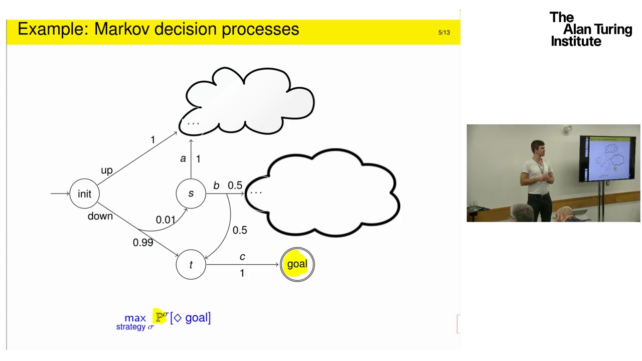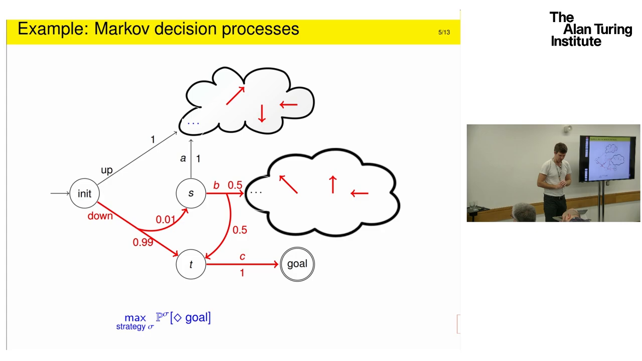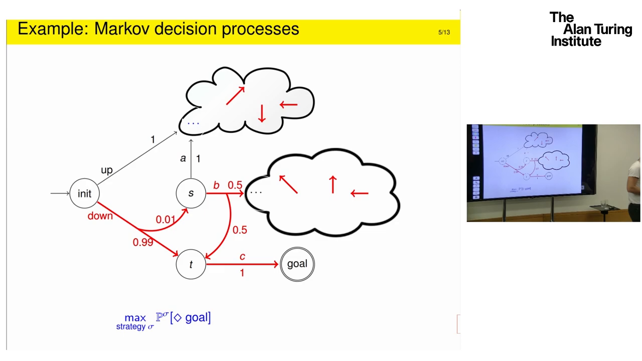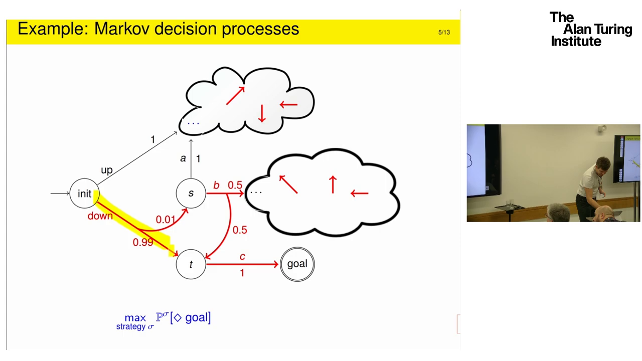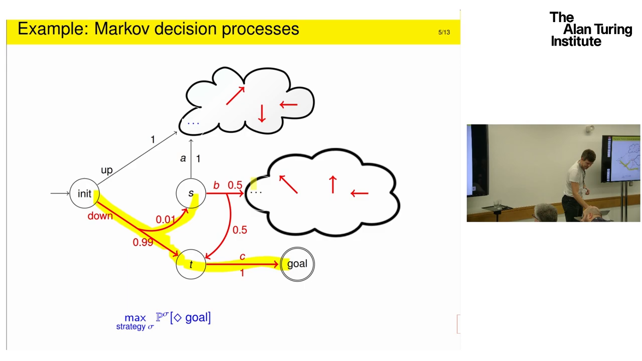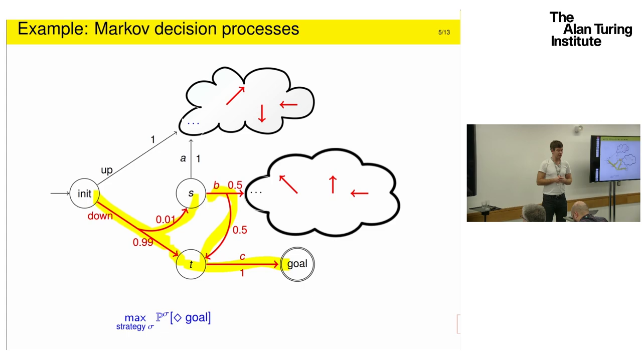So what would be an optimal strategy? How would it behave? Well, here we have one. If you went up, then there is no arrow from here to the goal, so it apparently wouldn't be a good idea. The better idea is actually to go down, and that's not so surprising. If you end up in T, then you already have a guarantee of ending up in the goal. If you go to S, then you still have a chance to reach the goal with one half. With the other half, you end up in the other cloud where you cannot do anything anymore. So this is one possible optimal behavior.